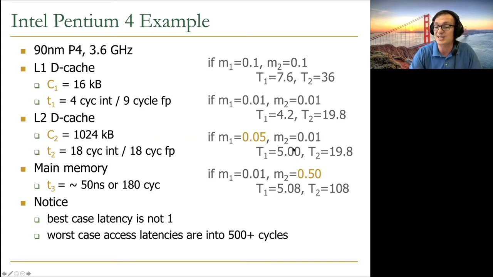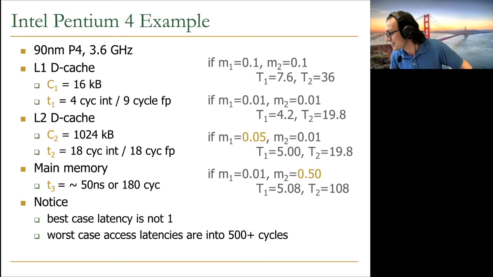You can get a similar access latency by either giving up a little bit on your L1 cache or giving up a lot on your L2 cache in terms of the miss rate. And that's why this optimization problem is actually not easy. And I will let you think about this a little bit.